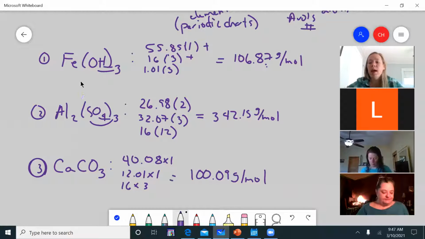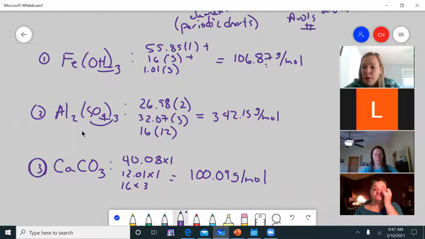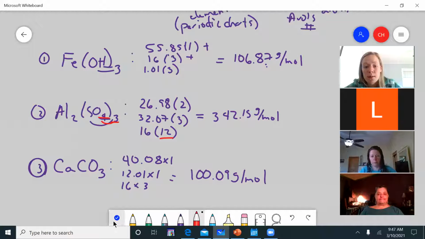Are you feeling okay with how to calculate those? Like where those numbers are coming from, why here it's 12, the 3 times the 4. If you do have any questions on that, speak up.